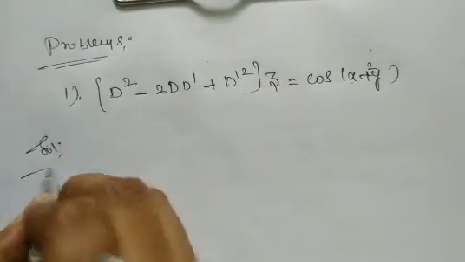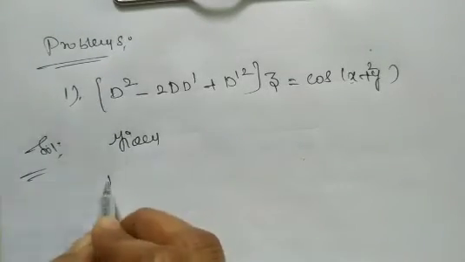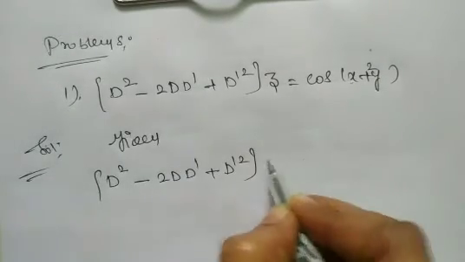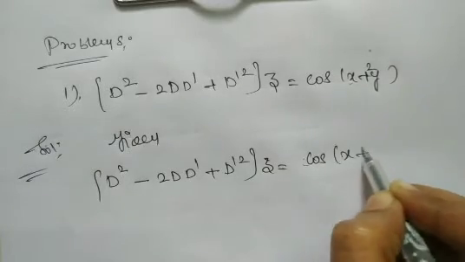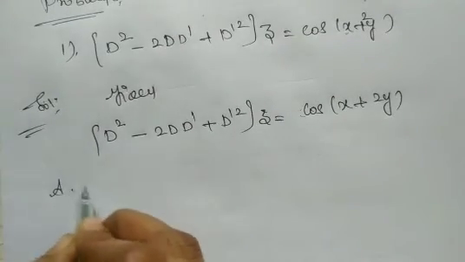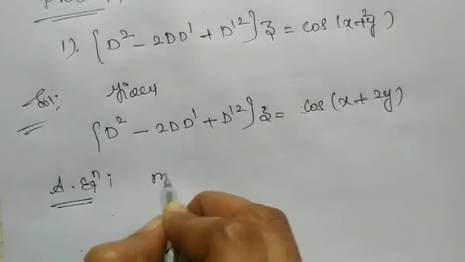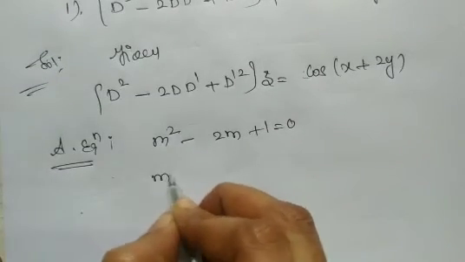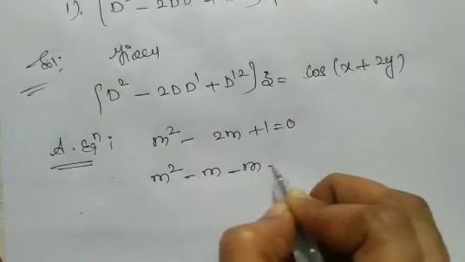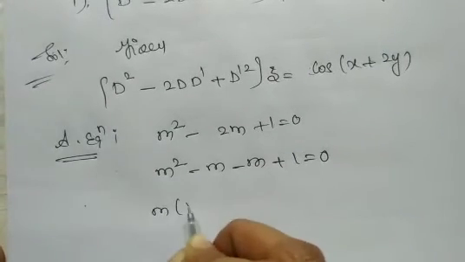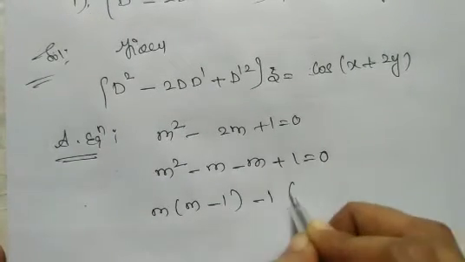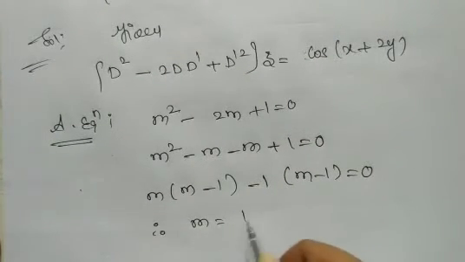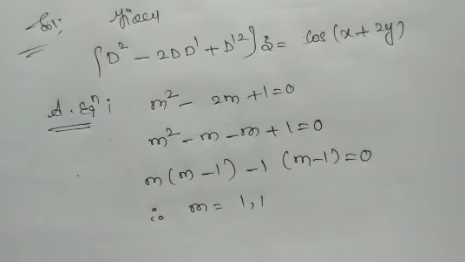Here the given problem is D square minus 2DD dash plus D dash square into z equal to cos(x plus 2y). Here I am writing the auxiliary equation, that is m square minus 2m plus 1 equal to 0. To find the roots, m minus 1 into m minus 1 equal to 0. Therefore m equals 1, 1. So the roots are real and equal.